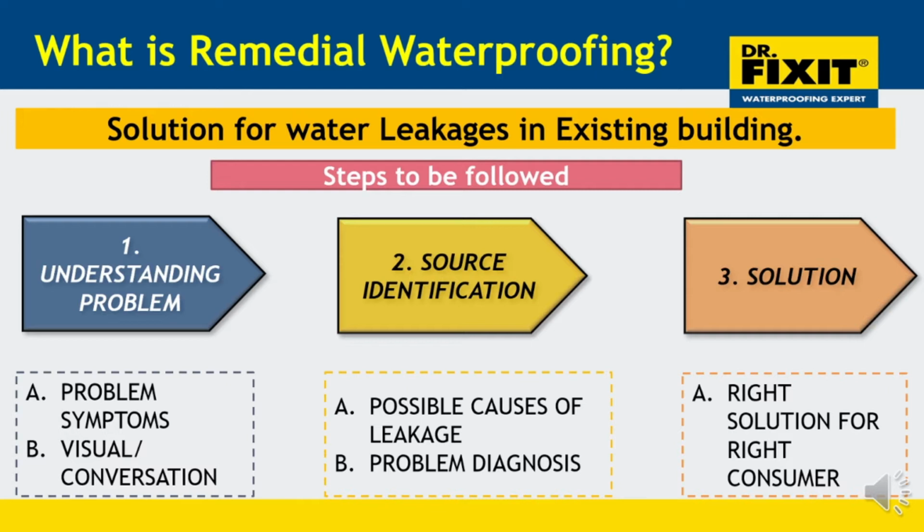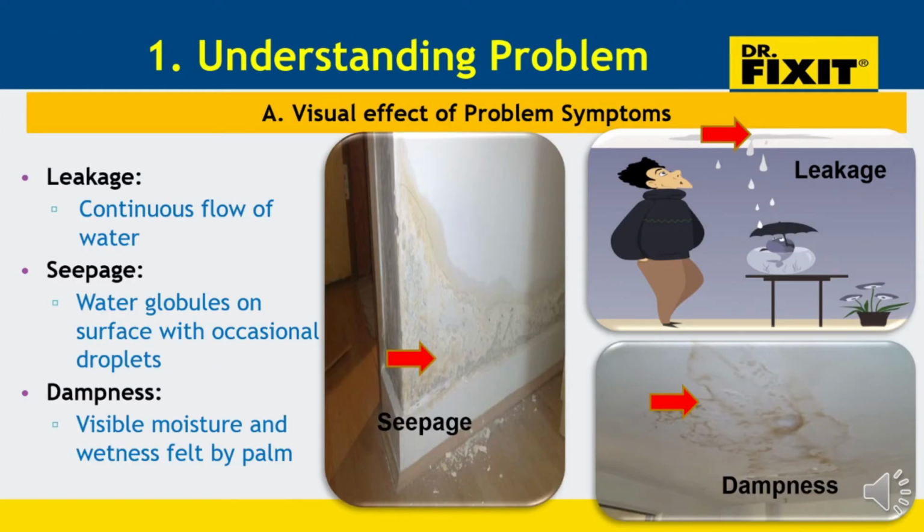Let us see further. Understand the problem. Let us see with the help of this slide what to understand. As we have discussed in the earlier slide, understanding the problem. First, we have a visual effect of problem symptoms. When you visit the site, we should always see such visuals: where is the leakage, is it leaking from the ceiling, is there dampness, is there seepage, where is the water continuously flowing. You have to see and understand all these things, where is the moisture and wetness, and feel it by palm.